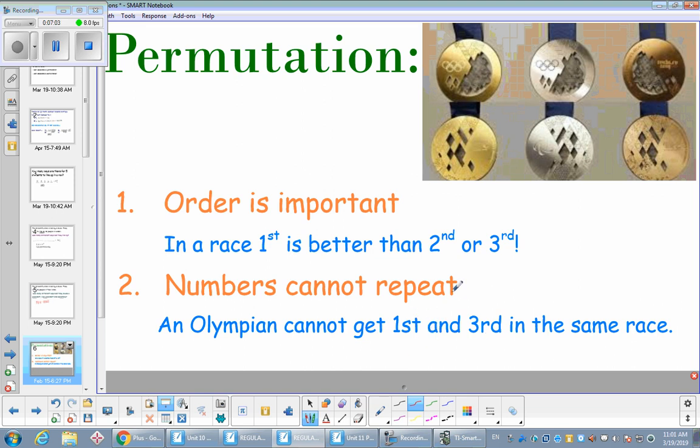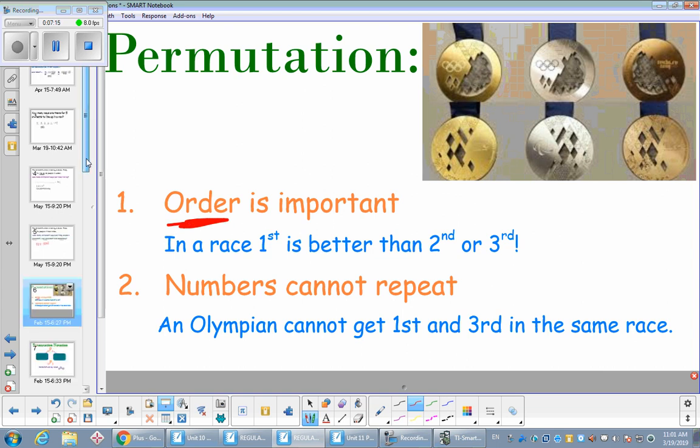so you can't get first and third. You can only get first place. You can only get third place. You can only be the president. You can't be the president and the vice president, all right? So permutation, the big thing is order matters. Whenever they're talking about order, that's a permutation, right?